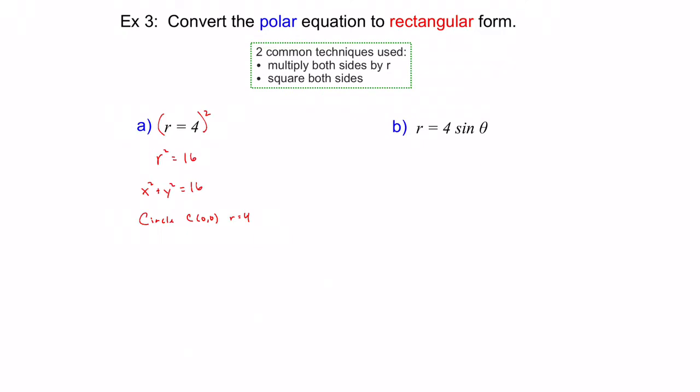So knowing what you're converting that to and what that's going to look like is going to be another part of what we're going to be looking at going from polar to rectangular form. So let's go ahead and look at B. r is equal to 4 sine of theta.